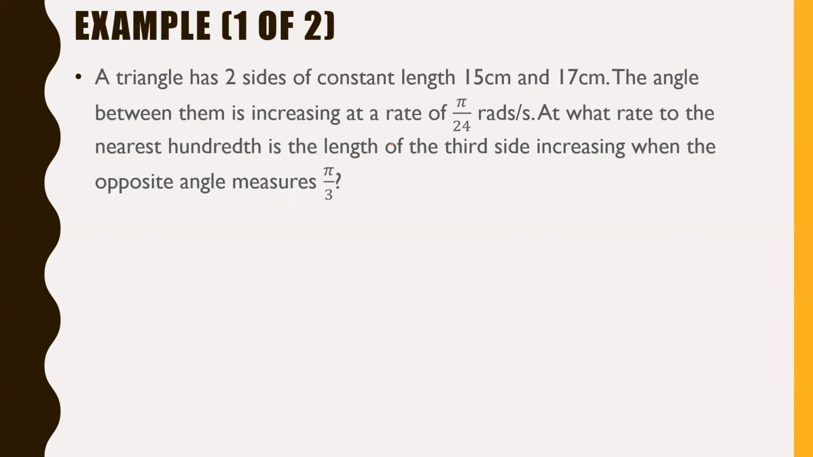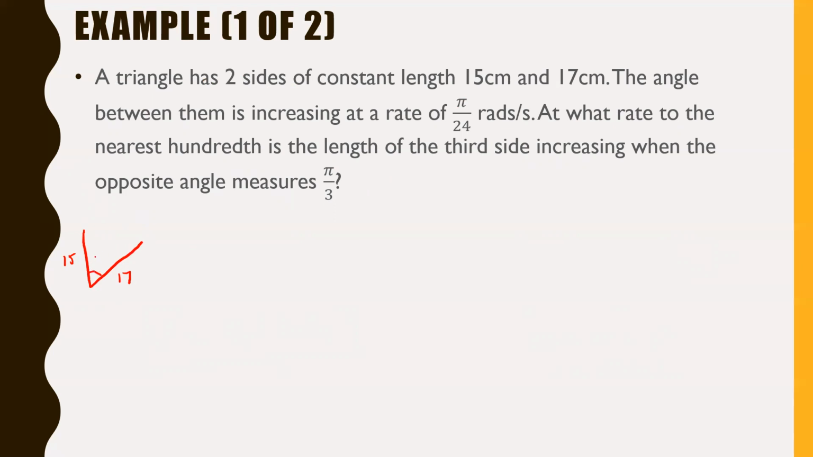This one is going to be weird. We know a triangle has two sides with constant lengths. So the lengths of those two sides are not going to change. They're just set in stone and the angle's moving apart, right? So if we drew this, how about we say this one is 15, and then let's say we have another one here that's 17. The angle between them is increasing at a rate of pi over 24.